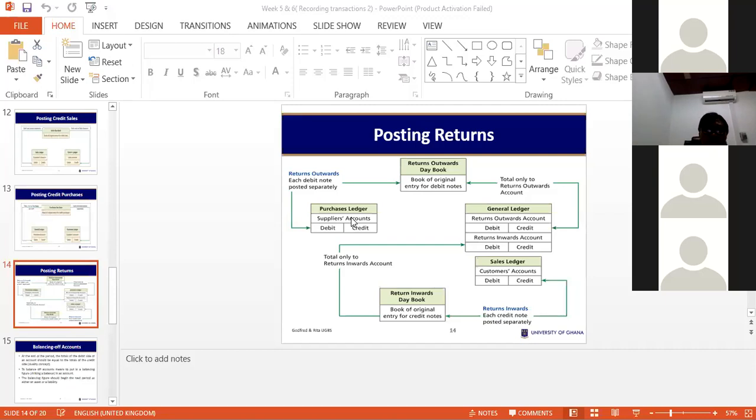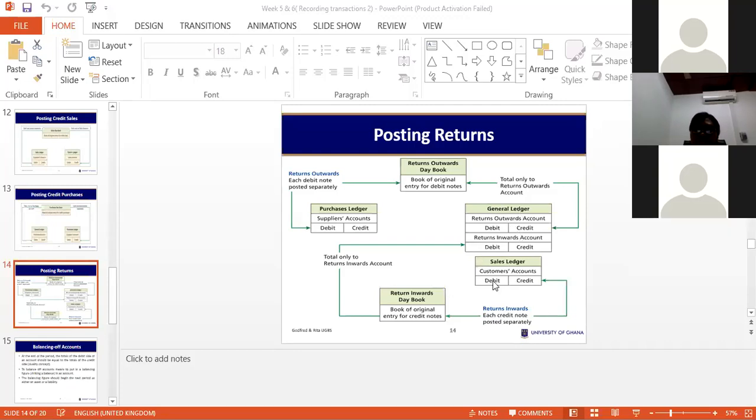And so it will be posted to the supplier's individual account. The individual returns we have made for each of them, we would send it there. Again, the total of the returns outwards will go to the return outwards account, which is in the general ledger.